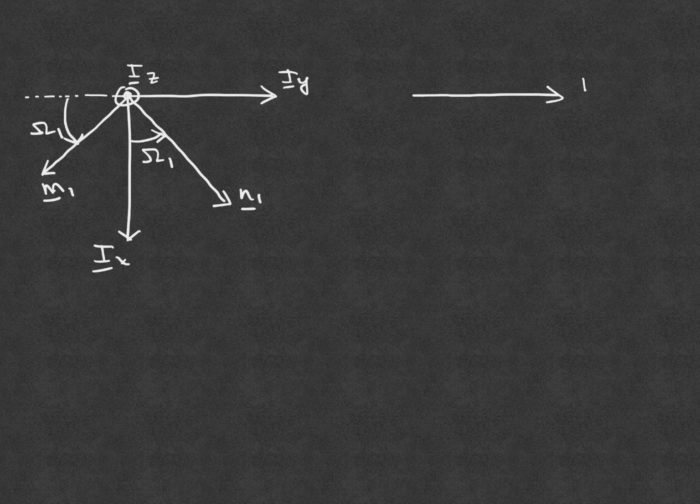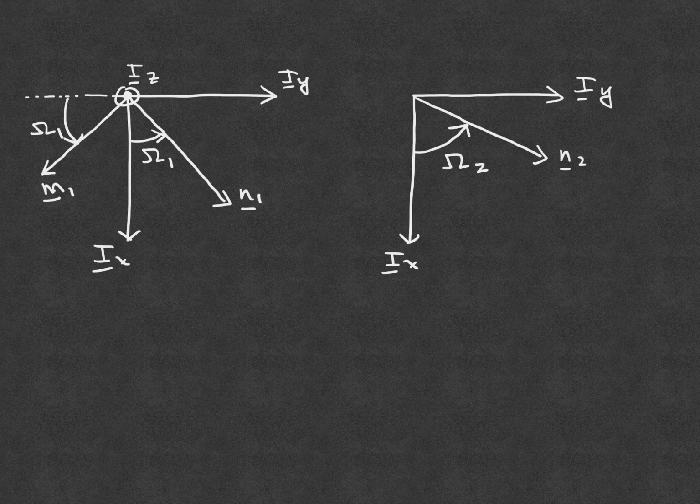It looks almost exactly the same, and the only difference really is the line of nodes and the vector m. So the line of nodes for the second orbit is n2. The angle that is formed between ix and n2 is omega 2. And similarly, there's a direction m2, which is such that the angle between negative iy and m2 is omega 2.